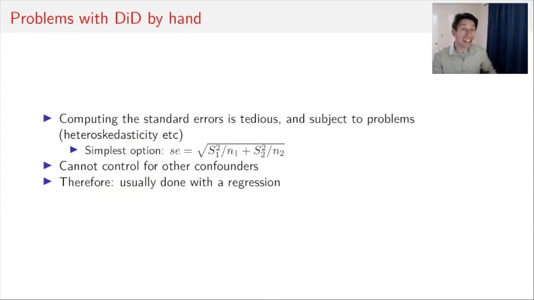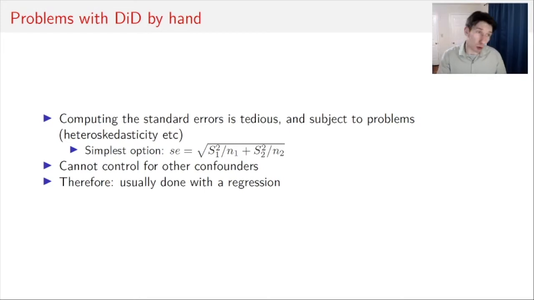Now, there are a few problems with doing difference in difference by hand. First of all, computing the standard errors gets tedious pretty quickly, and it is subject to some problems when you have heteroscedasticity and all these kinds of unfriendly data properties. The simplest option to compute this standard error is this formula, where you take the 2 standard errors, and each of them is squared and divided by the sample size. You have n1 and n2, which reminds you that you don't actually need to have the same number of observations in both the treated and the control group.